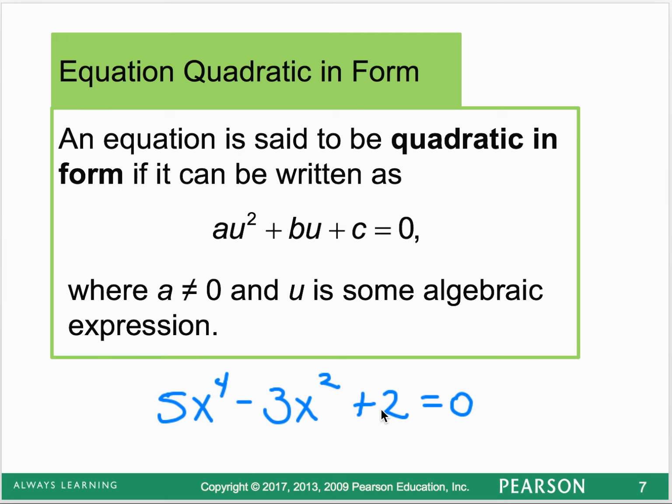So here's what I want to check to see if it's quadratic in form. Three terms, right? And when I have it in descending order, and I look at this middle term, as long as the exponent on it is half of this one, or this one's twice as big as that, however you want to think about it, then hey, it's quadratic in form. And I'll show you what to do with that.